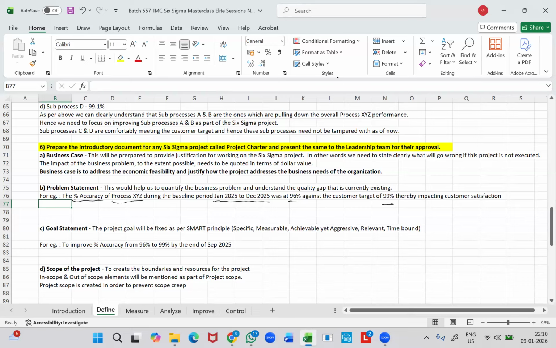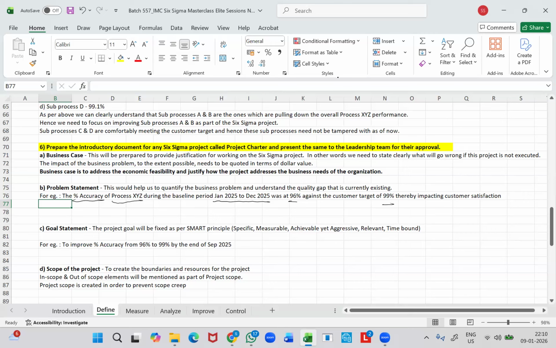So this is the template for the problem statement, which can be used for your project exercise as well. The only thing is you might have to change the name of your CTQ metric. The process name has to be given. The baseline period could be different. Of course, the performance measure also could be different. Target could be different. But the rest of the things, the format as such, needs to be retained as it is.